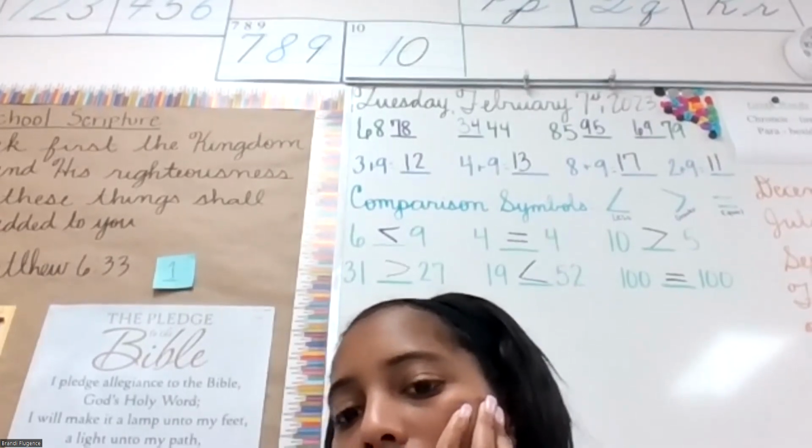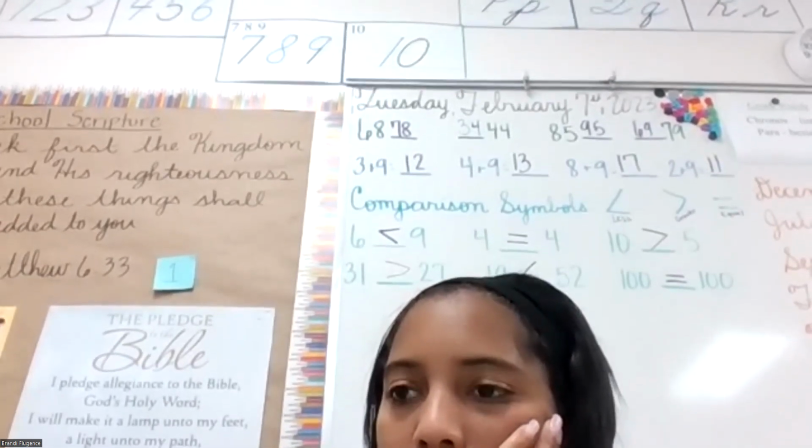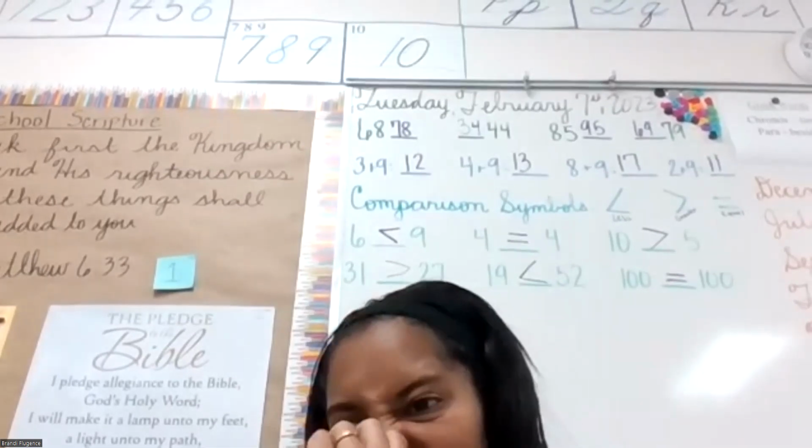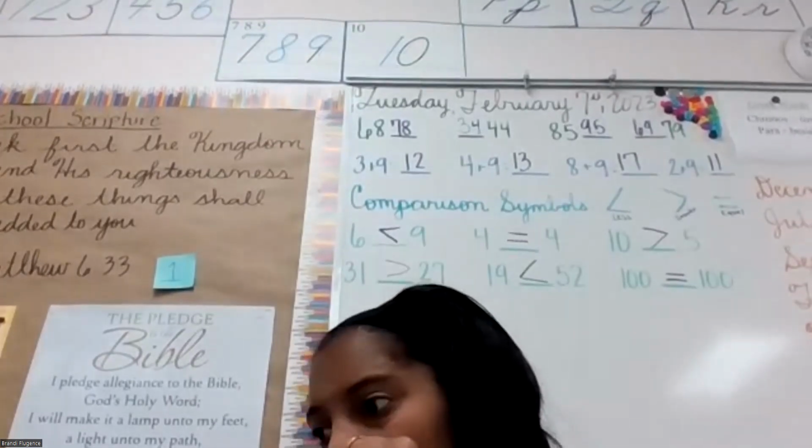That's less than, that's not greater. It has the words on it. But that's how you could know it's greater and less.